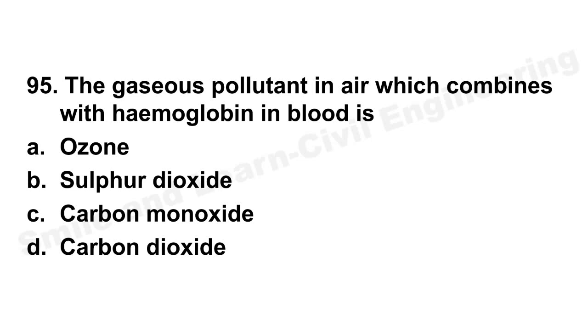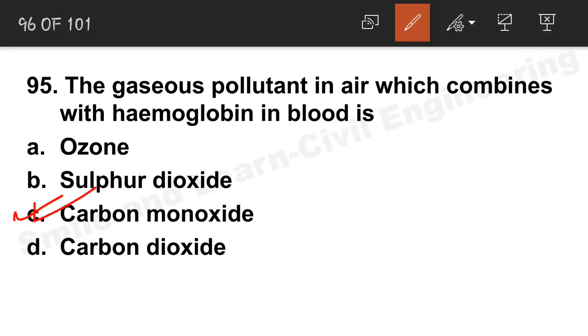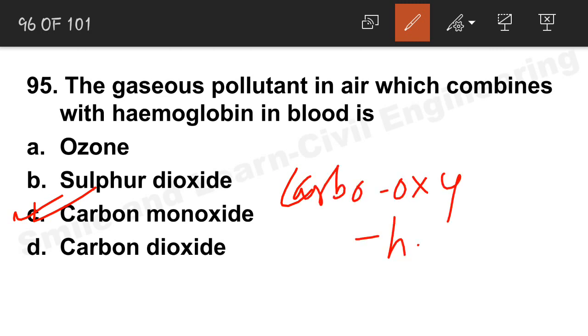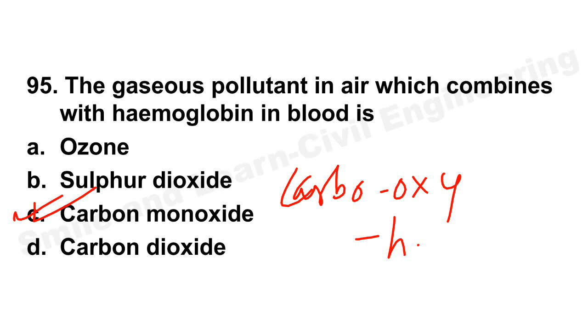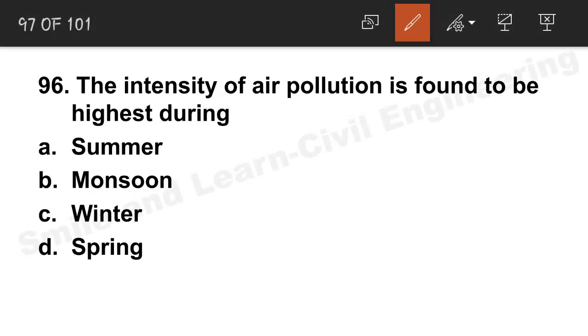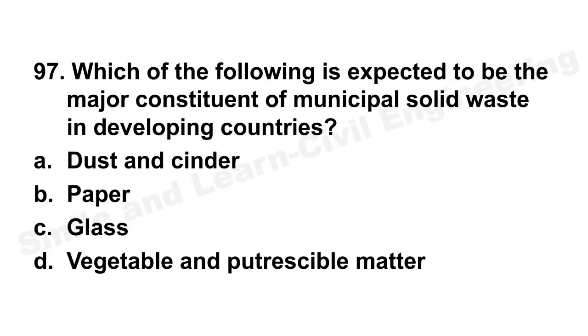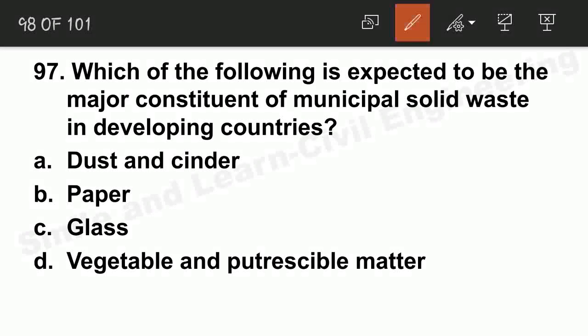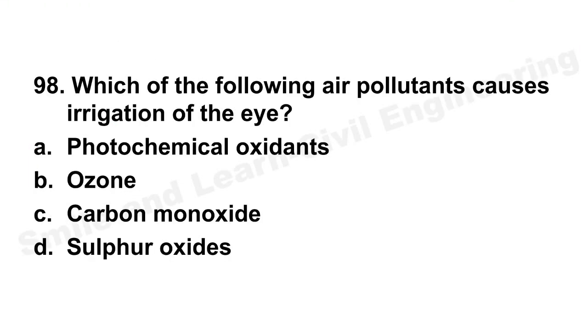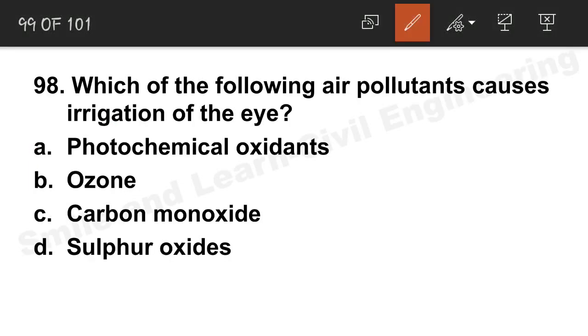Gaseous pollutant in air which combines with hemoglobin: carbon monoxide forms carboxyhemoglobin, so it is very hazardous to our health. Intensity of air pollution is found to be highest during winter. Next question, which of the following is expected to be the major constituent of municipal solid waste in developing countries? Correct answer is dust and cinder. Next question, which of the following air pollutants causes irritation of the eye? Photochemical oxidants or PAN is the correct answer.